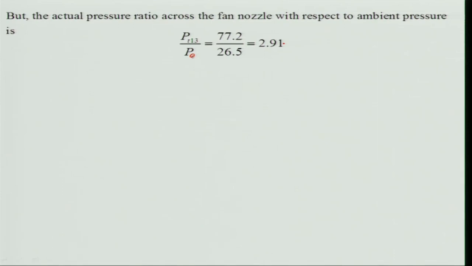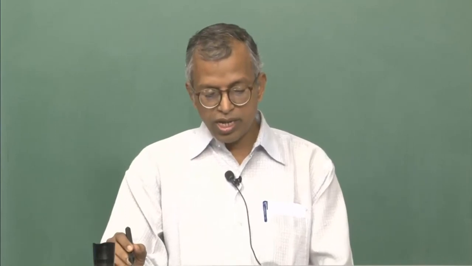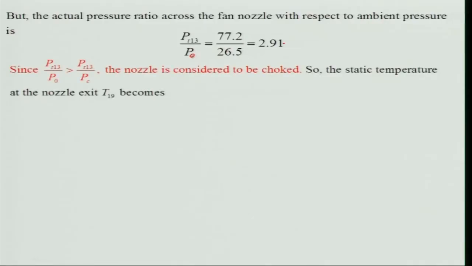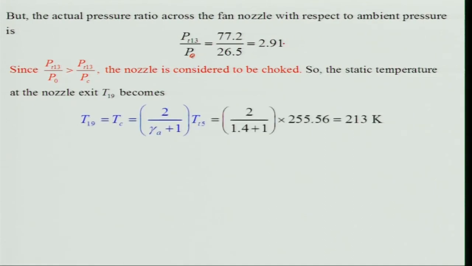What is the meaning then? That means the pressure ratio across this will be higher. If it is higher, then is it choked or unchoked? It is choked. If it is choked, that means it has a critical velocity, equal to the speed of sound at the exit. So the static temperature at the nozzle exit can be determined very easily, because Mach number is 1. From that condition, you will get T19.